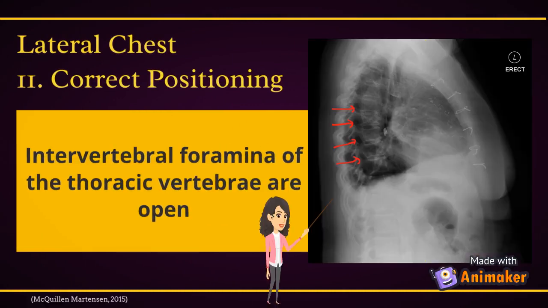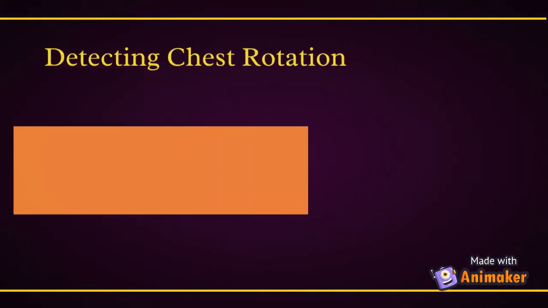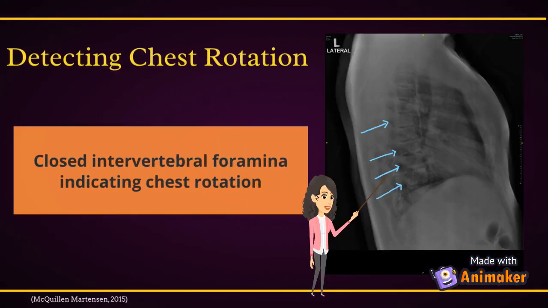The second evidence you can seek for justifying correct positioning of chest and lateral projection without chest rotation is by assessing the intervertebral foramina of the thoracic spine. A true lateral projection of the chest should clearly open the intervertebral foramina spaces. In this image you can see the blue arrows pointing to the thoracic intervertebral foramina spaces. Look closely and appreciate that the spaces are closed as the patient was rotated during the image acquisition.